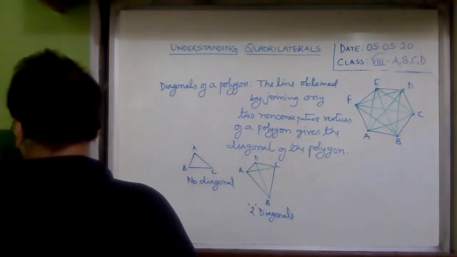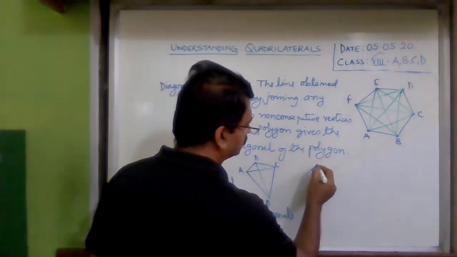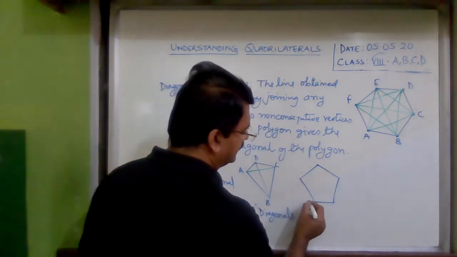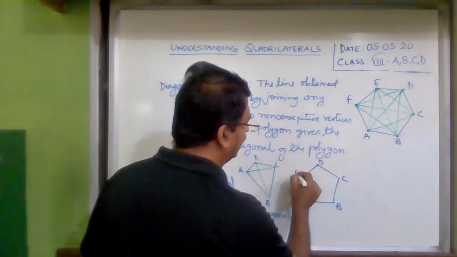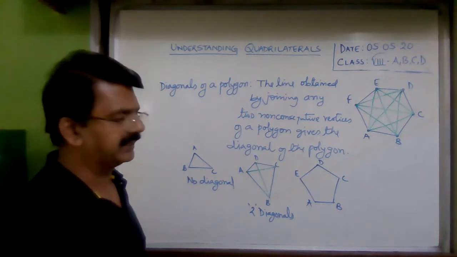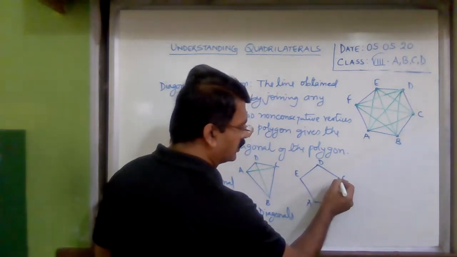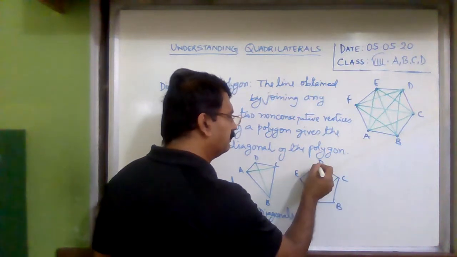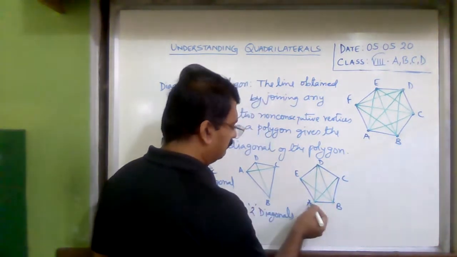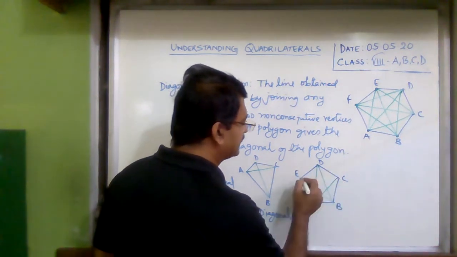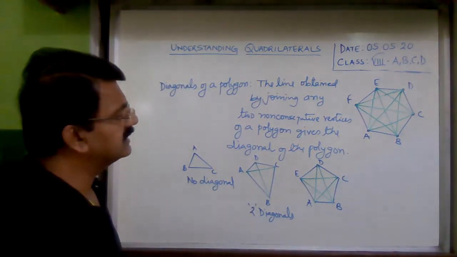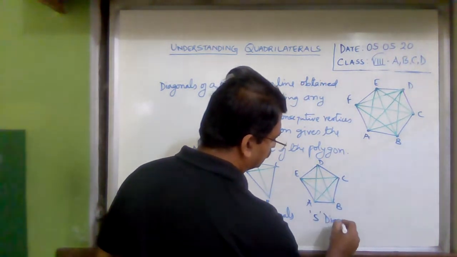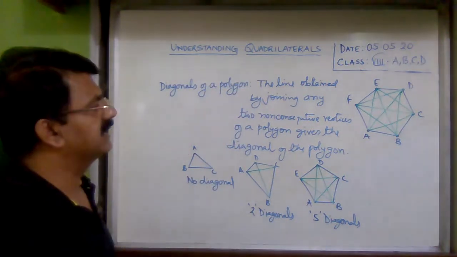Now I'll draw a pentagon. You can see this is a pentagon. How many sides are there? 5 sides. A, B, C, D and E. And now we will draw the diagonals of the pentagon. AB consecutive, but AC non-consecutive. So first diagonal, AD non-consecutive, so another diagonal, but AE is consecutive. BC consecutive, but BD non-consecutive, BE non-consecutive, BA consecutive. CD consecutive, but CE non-consecutive. So how many diagonals are there? There are 5 diagonals. In a pentagon, there will be 5 diagonals. Clear?